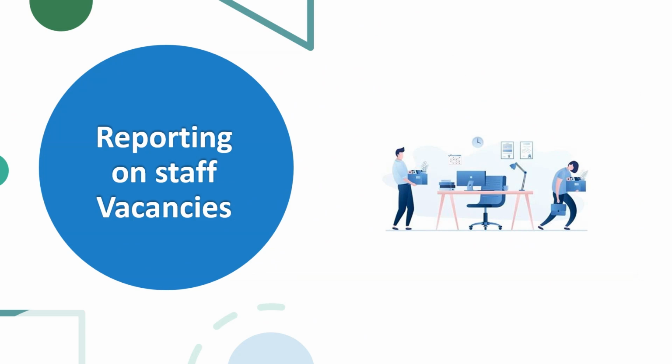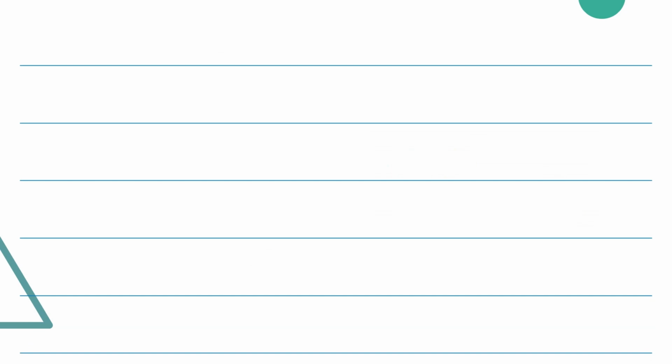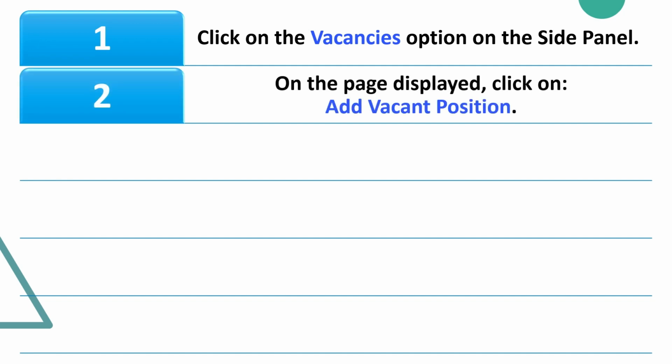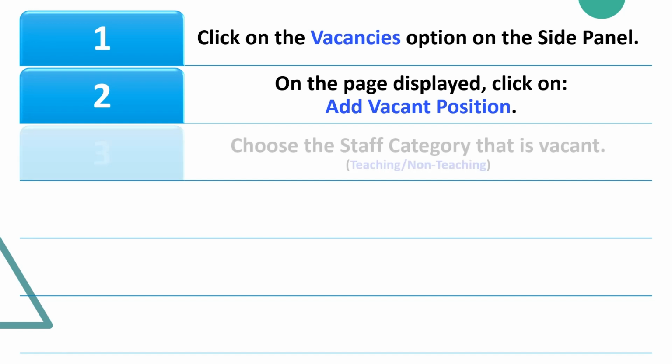You might also want to sometimes check on staff vacancies or report on them. Now, to report on the situation of staff vacancies in your school as a head, the following steps are to be followed. You first have to click on the vacancies option on the side panel. On the page displayed, click on Add Vacant Position.